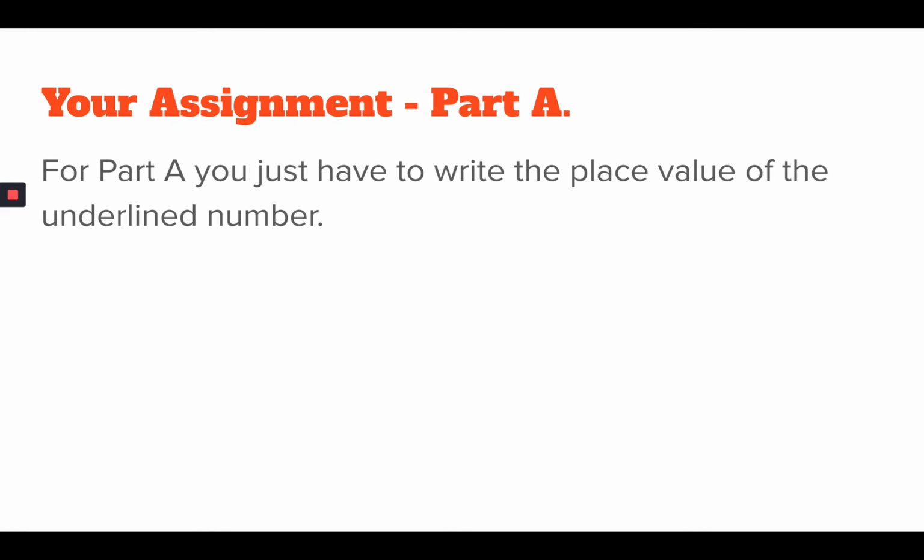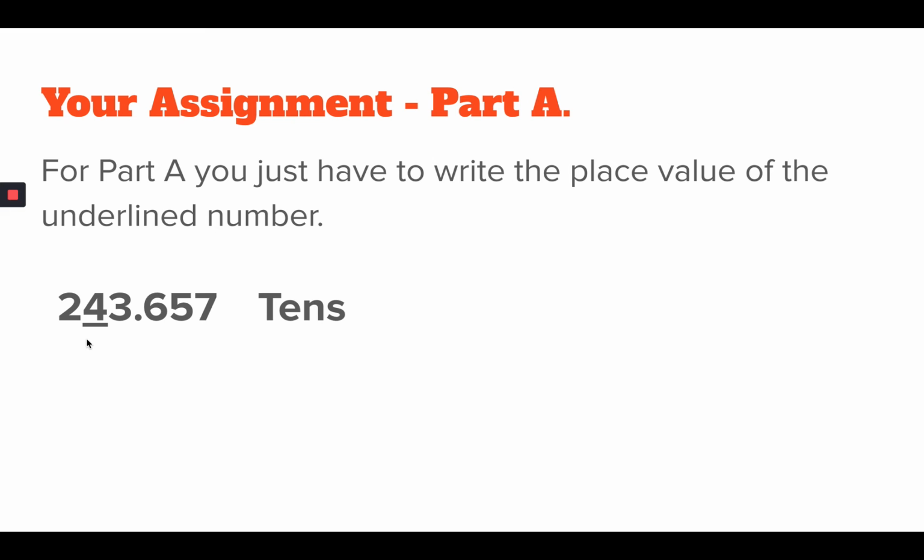Okay, so what your assignment is. Your assignment has 2 parts. Part A, you have to write the place value of the underlined number. So you'll get a number like this, and you have to tell me which number is underlined, what is the place value. So in this case, of course, that would be the tens column. Number goes ones, tens, hundreds, this way.